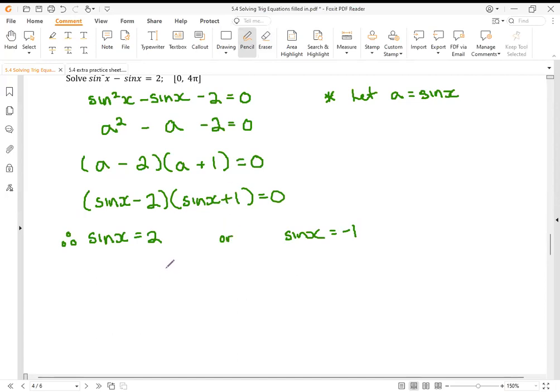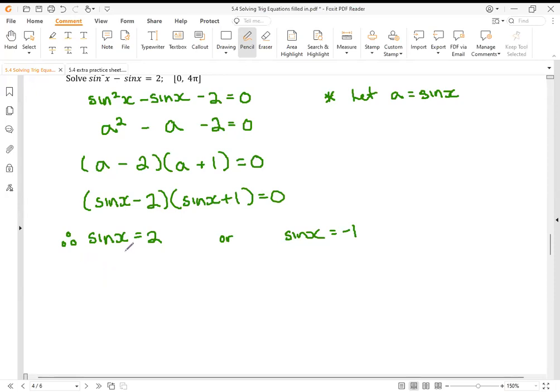All right. And what do you know about sine x equals 2? You might not know, but something might not look right about that statement because you've never seen it before. You would have never seen something like that equal 2. Someone want to take a jab at it? Why does that not make sense? Yeah?